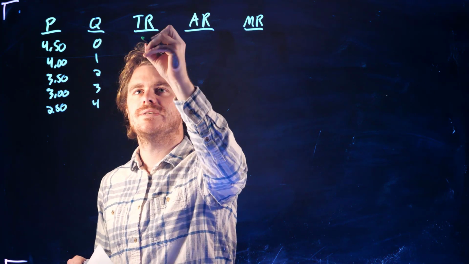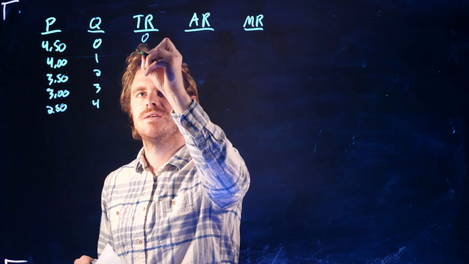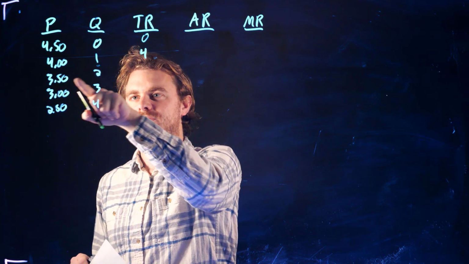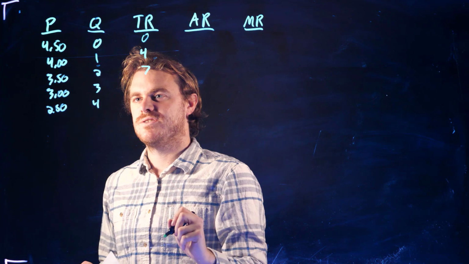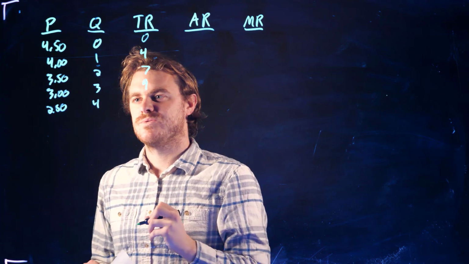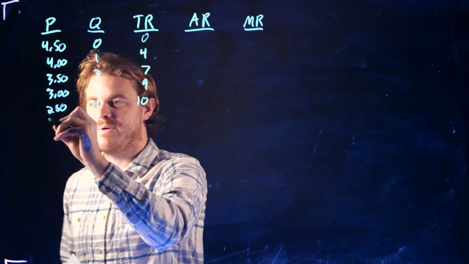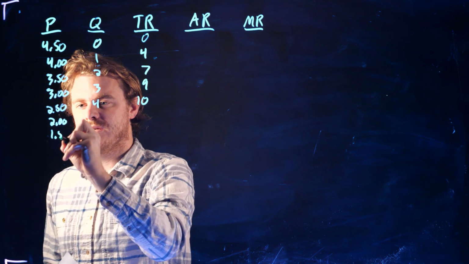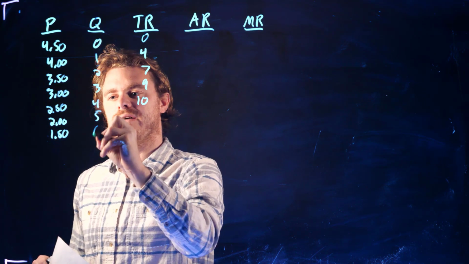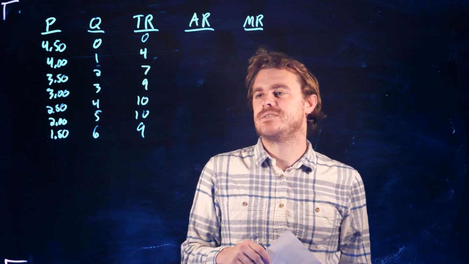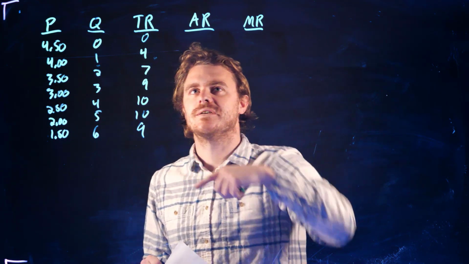So total revenue is 0. You're selling 0. Total revenue is price times quantity, so $4, $3.50 times 2, $7 when you sell 2 units, $9 when you sell 3, finally $10 when you sell 4, maybe we'll do a couple more, 5 and 6, again $10, and then I think this is $9. These are in dollars, obviously.